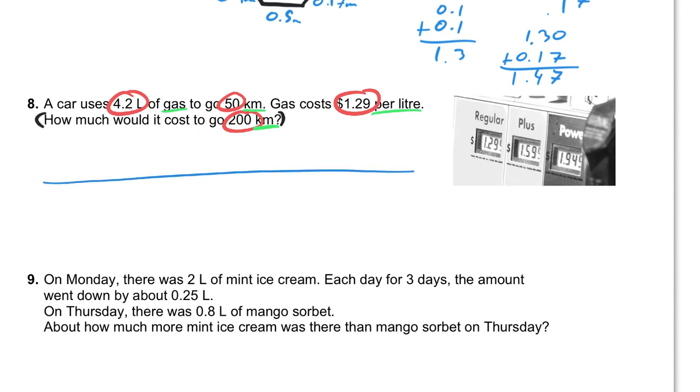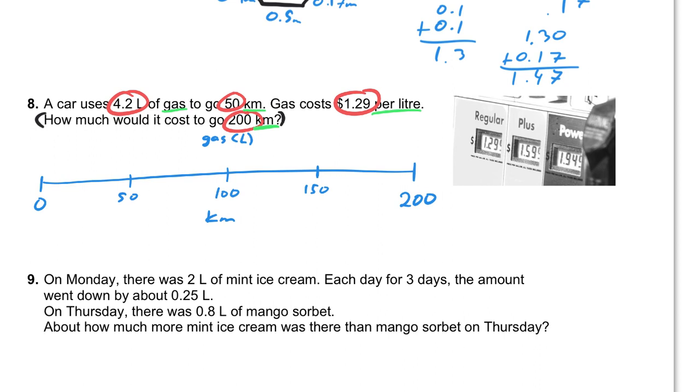I love these. So if they had gone 0 kilometers, we'll put kilometers on the bottom, and we'll put the amount of gas on the top. The gas in liters. Okay? We know that we want to figure out how much would it cost to go 200 kilometers. So that means 100 would go right here, 50 would go here, and 150 right here.